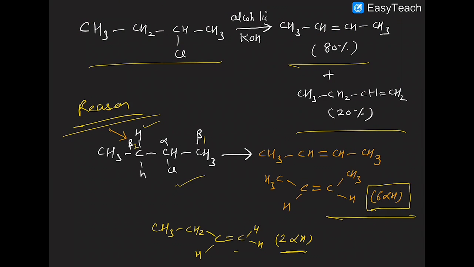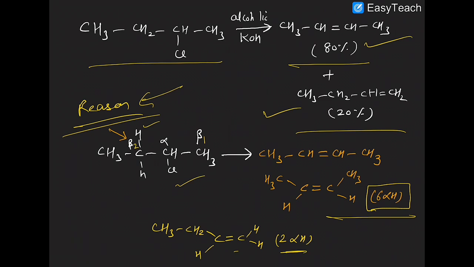So what I am trying to say here is that if you have 2-chlorobutane here and alcoholic KOH is used, then you get 80% formation of 2-butene and only 20% formation of 1-butene. What is the reason behind that? You have to take a deep look into the reasoning of that.